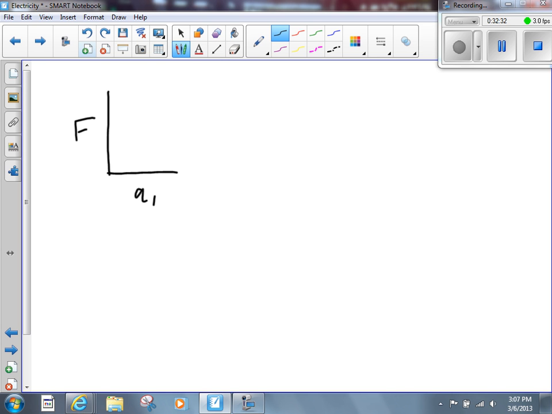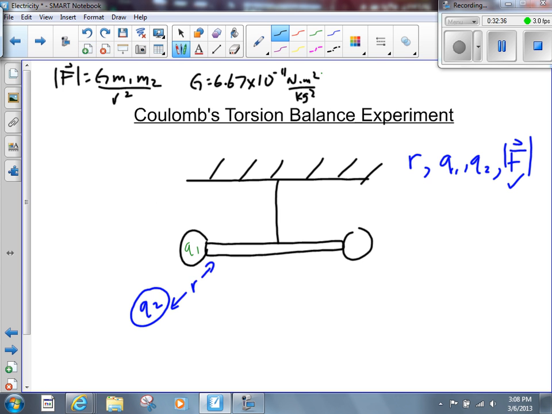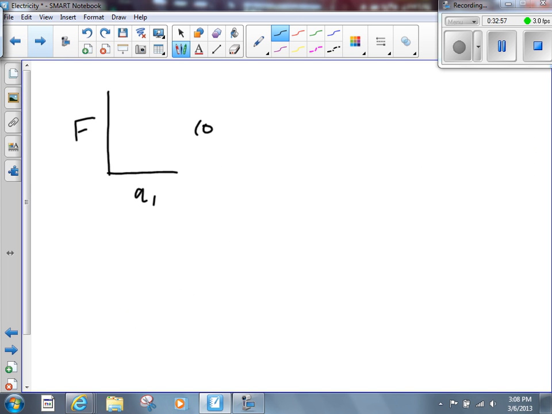No? Okay, that's related to the force. What's got to stay the same if he's manipulating Q1 and responding to that as F? I'll give you a hint. It's staring you right in the face. R, he's got to keep the distance separating them the same throughout that experiment. He's also got to keep Q2 the same. So my control variables here would be Q2 and R.